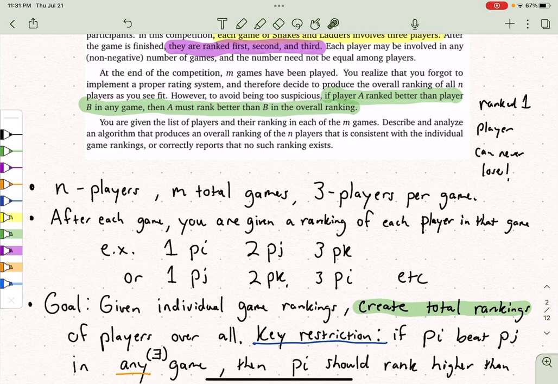So in particular, what we want to do is create an algorithm that produces this overall ranking or reports no such ranking exists. So in that example where the ranked 1 player, if nobody beat everybody, or at least has never lost, they could never be ranked 1. And that would be a condition where we would want to report none.